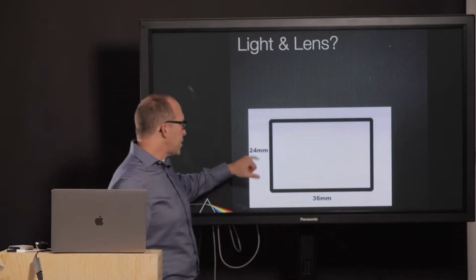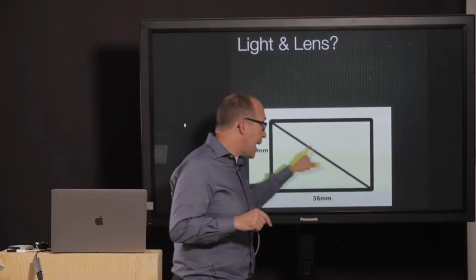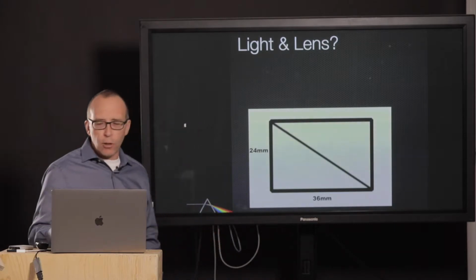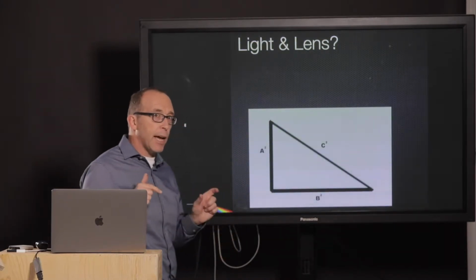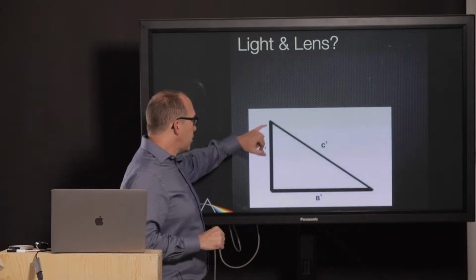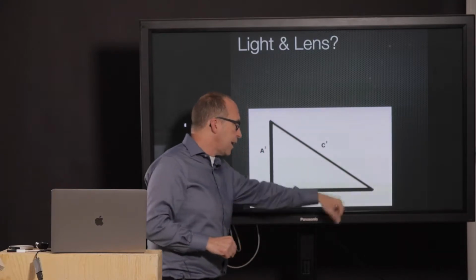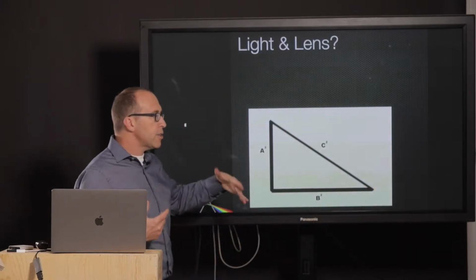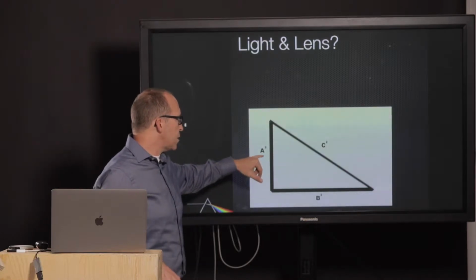There's our full frame sensor, 24 by 36 millimeter. We need to figure that out, and if we can figure that out, we should have a dimension that's fairly close to what should be the normal lens for that camera. So if we put the letter A there, and B there, and C is that diagonal line, how do we figure out C squared? Well, there's A squared. What we're going to do is use this formula.